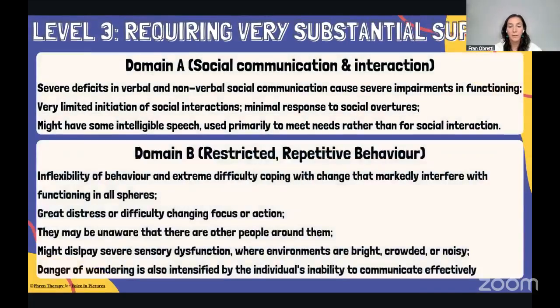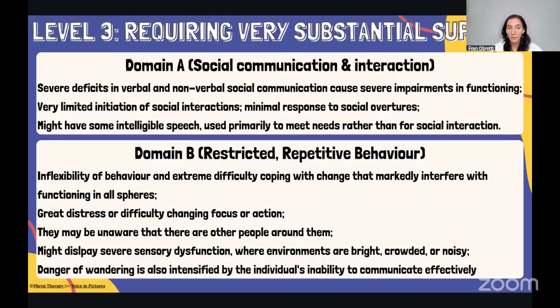Level 3, requiring very substantial support. In terms of social and communication skills, at level 3, you might be seeing someone with severe impairments in terms of their verbal and nonverbal communication. They might initiate conversation with minimal speech, most of the time keywords that are used primarily to express their needs and wants, but they typically don't engage in social interaction. And they might have unintelligible speech or no speech at all.